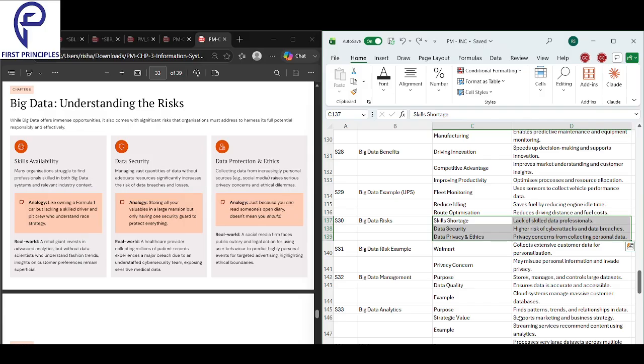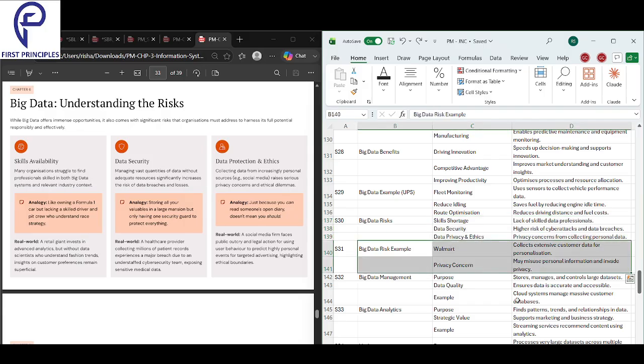Data privacy and ethics: privacy concerns from collecting personal data. That is data privacy. Data security, there is a high risk of cyber attacks. Skill shortage, there are not enough people who have the skills to work with big data.